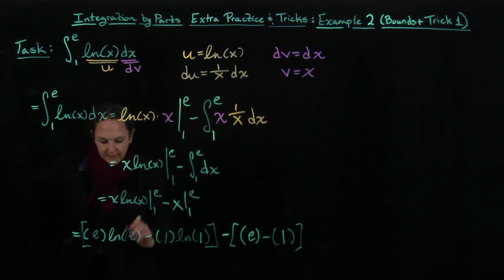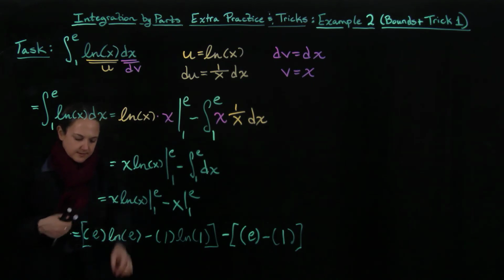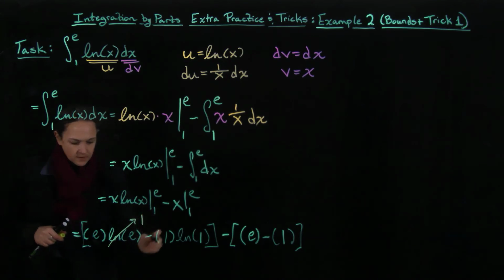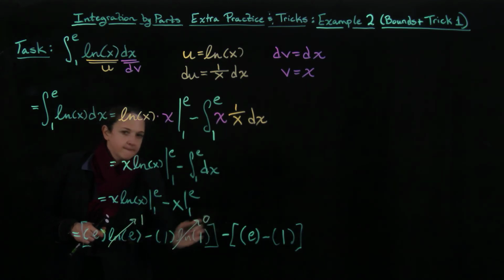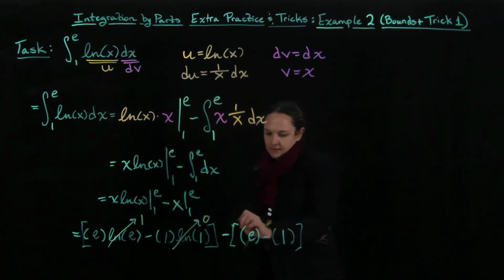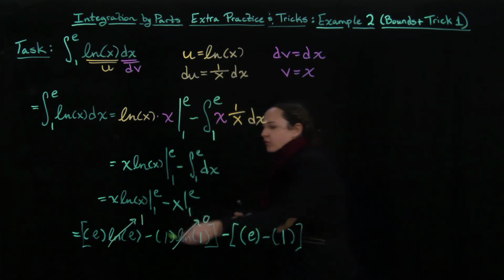Okay. And now we can just kind of write a few things on here. So the natural log of e is going to be 1. The natural log of 1 is 0. Right? And over here, I'm going to distribute that out. So let's now kind of continue on. So this whole term becomes 0.